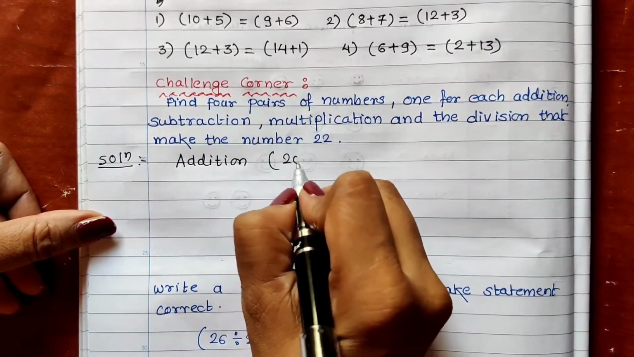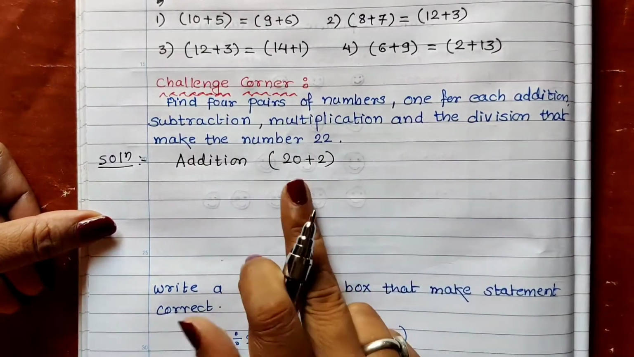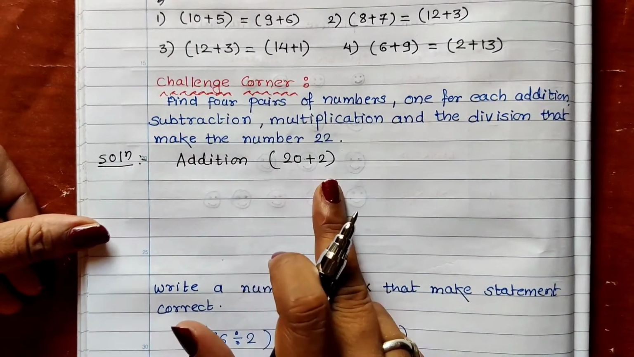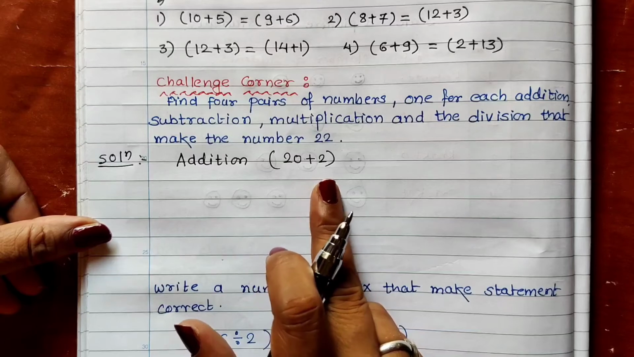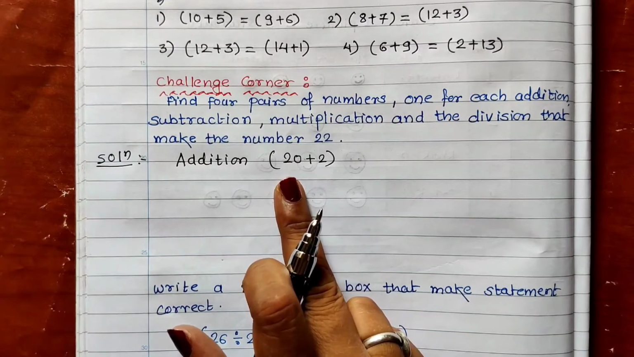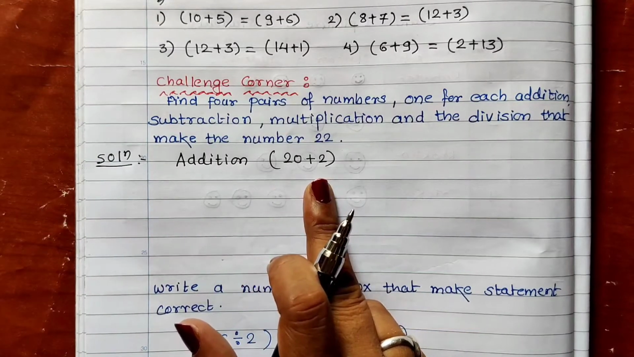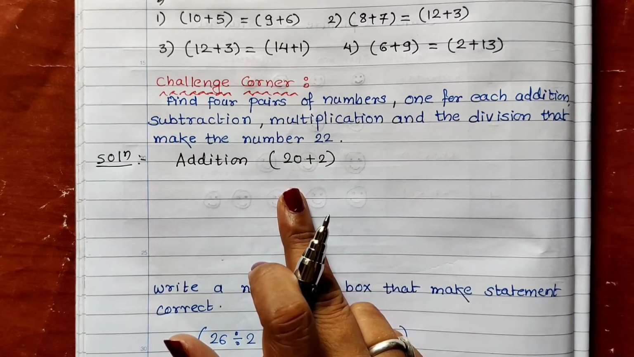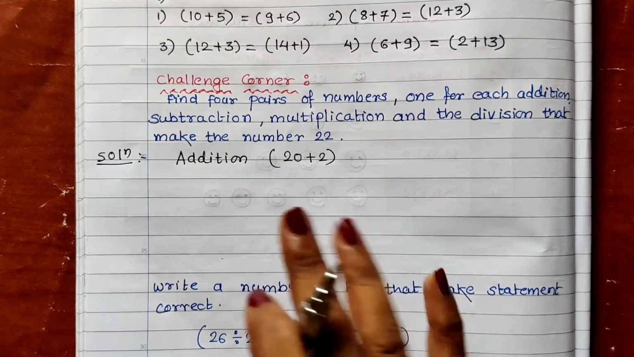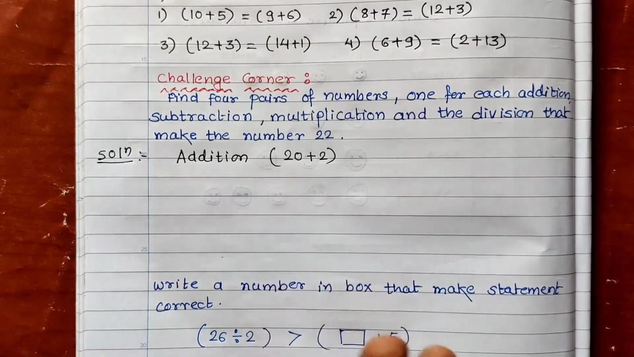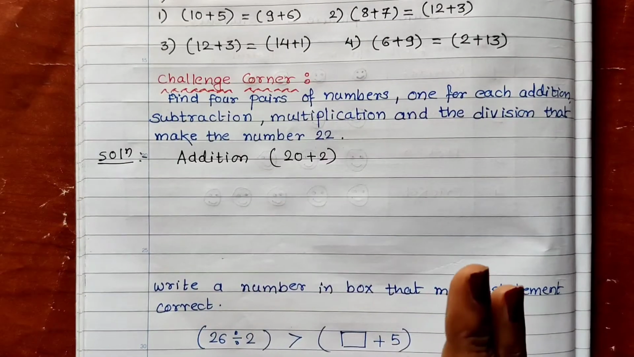22. So I can write 20 plus 2 is 22. If you want, you can write 18 plus, sorry, 18 plus 4. If you want, you can write 15 plus 7. If you want, you can write 10 plus 12. It is up to you. Any two numbers whose addition, whose total should be 22, whose answer should be 22.